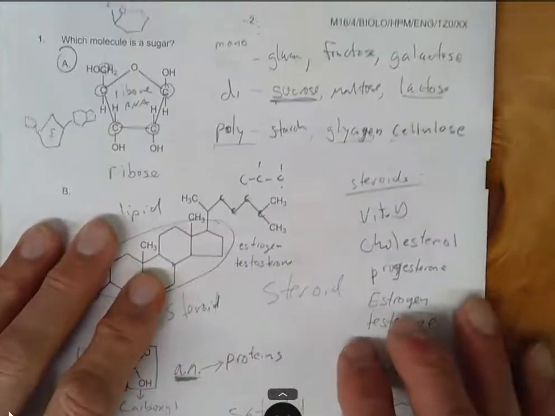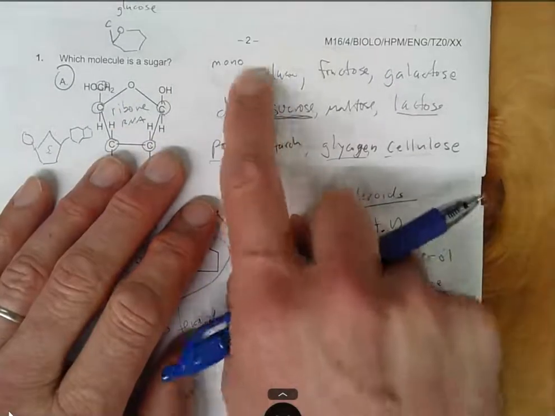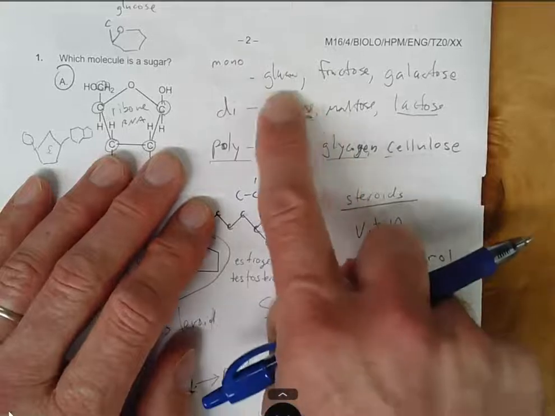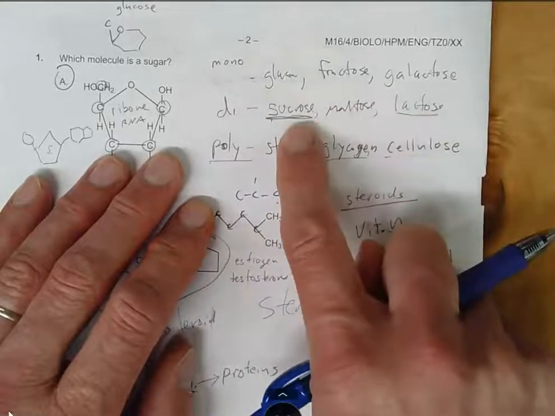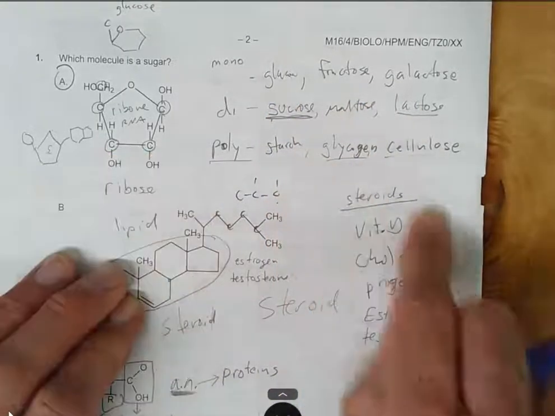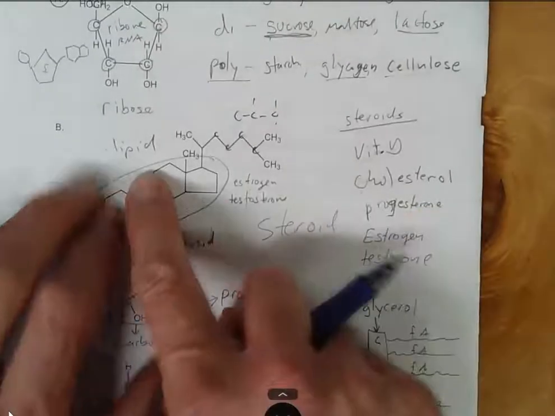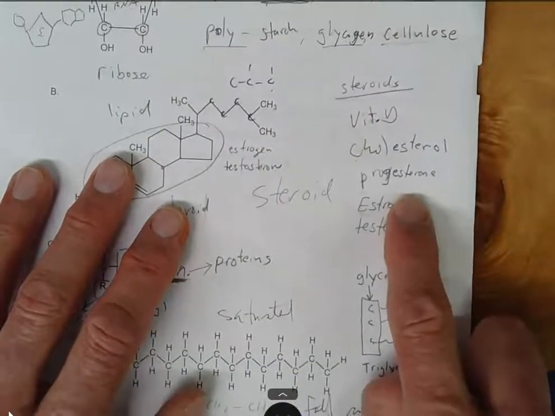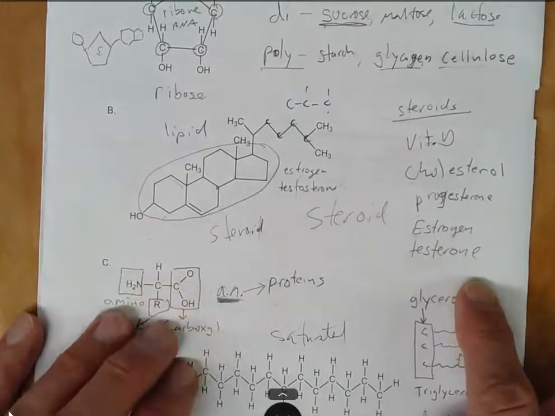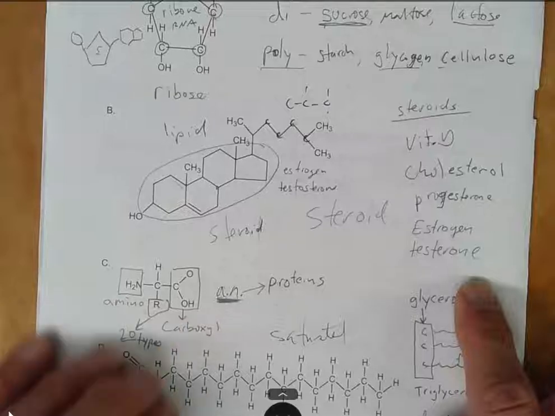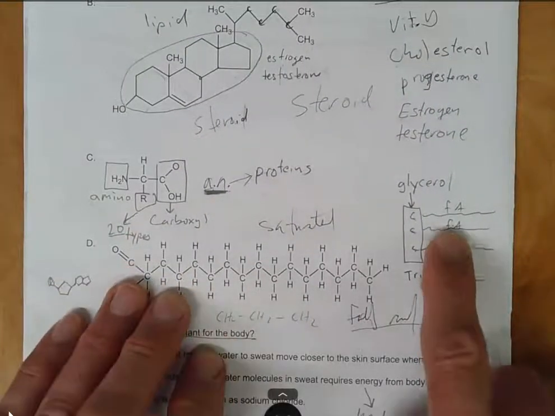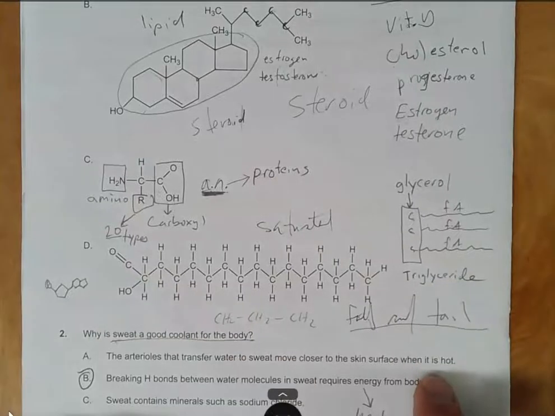And just for a little more review, remember we have a bunch of different kinds of sugars: mono, di, and polysaccharide. Make sure you review the different types of mono, di, and polysaccharides. For steroids, cholesterol, vitamins, and our hormones that we've been looking at for human physiology, those are all steroids. And as far as this fatty acid tail, remember they're hooked up with a glycerol.